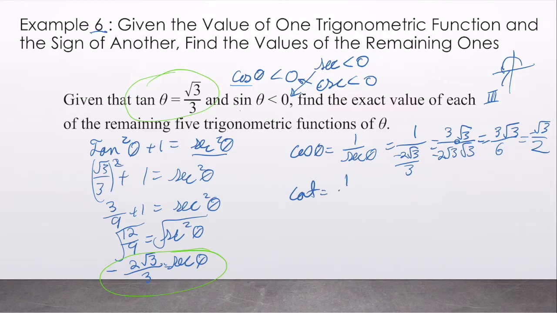Cotangent is 1 over tangent. So I'm going to get 1 over the square root of 3 over 3, which is 3 over the square root of 3, and the square root of 3 on the top and the bottom. I'm just left with the square root of 3. So next I'm going to find my cosecant.